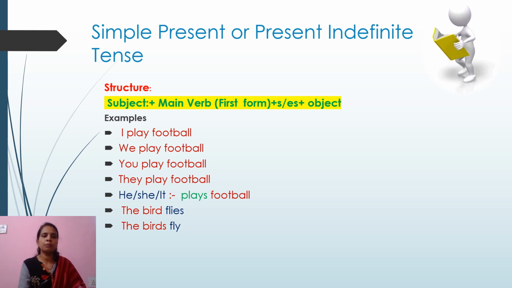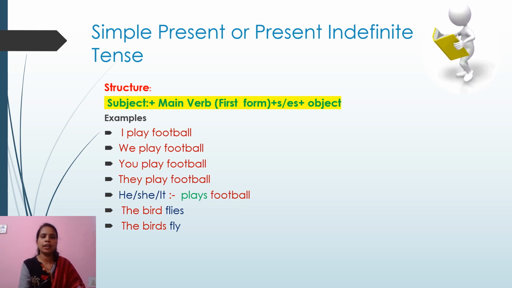The structure of simple present tense is first the subject, then the main verb in the first form, which sometimes takes S or ES, and at last the object. Let's take a simple example like I play football. Here I is the subject. What is a subject? The agent or the doer of the thing. And play is the main verb here and football is the object.